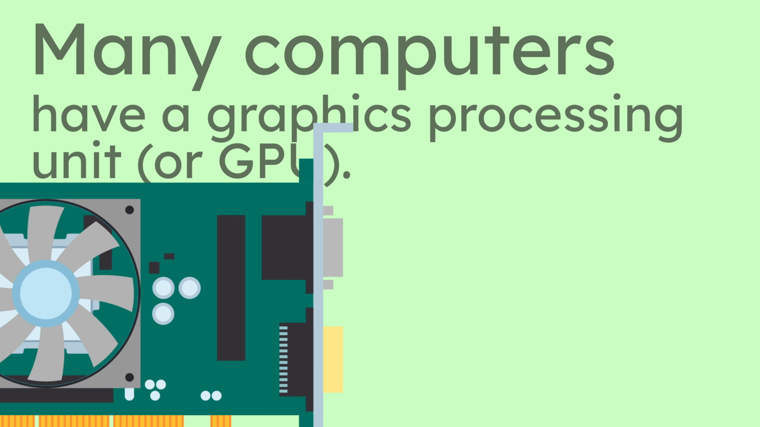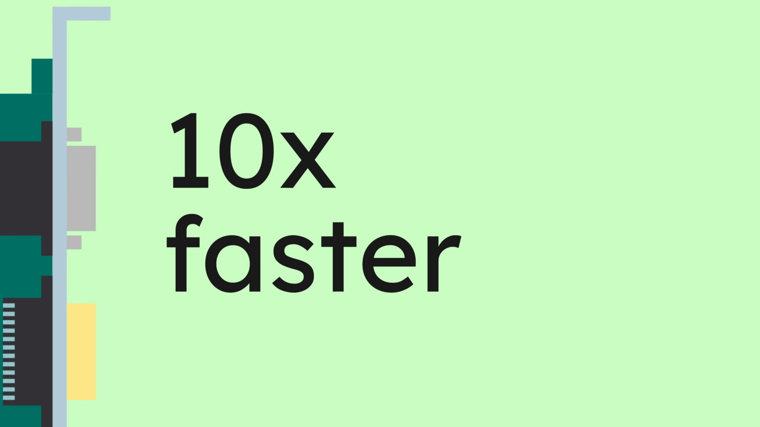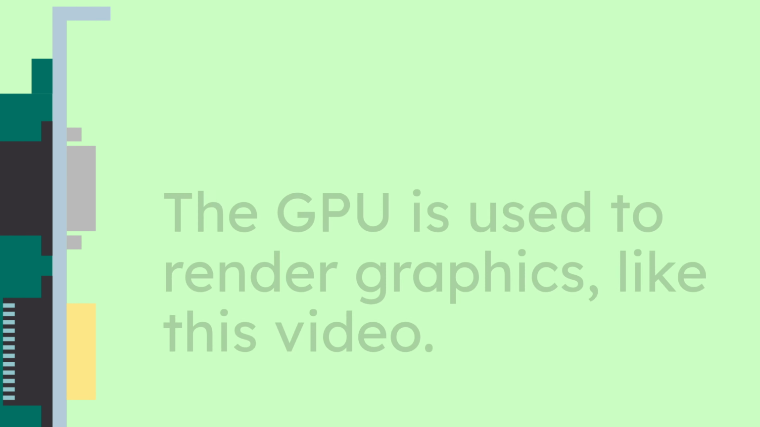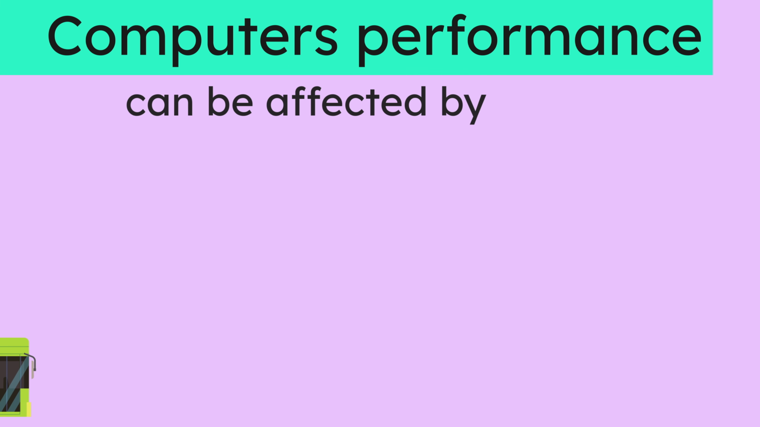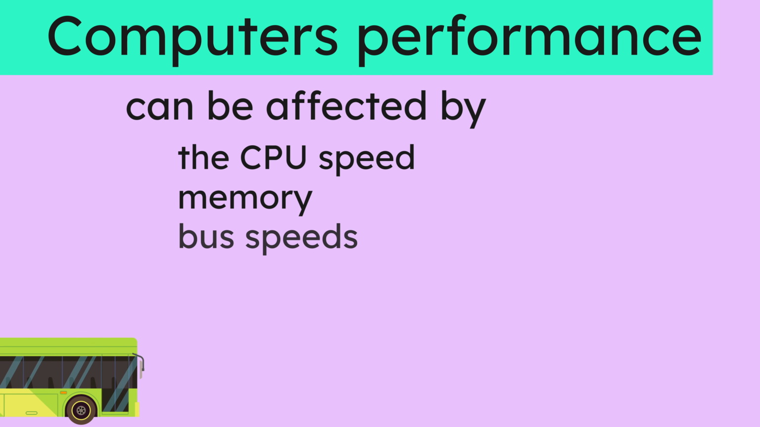It's also known as GPU for short. It can be about 10 times faster than the CPU. It is used to produce snazzy graphics like this video, and is responsible for processing images so that the CPU can perform other tasks. A computer's performance can be affected by CPU, memory, and bus speeds.